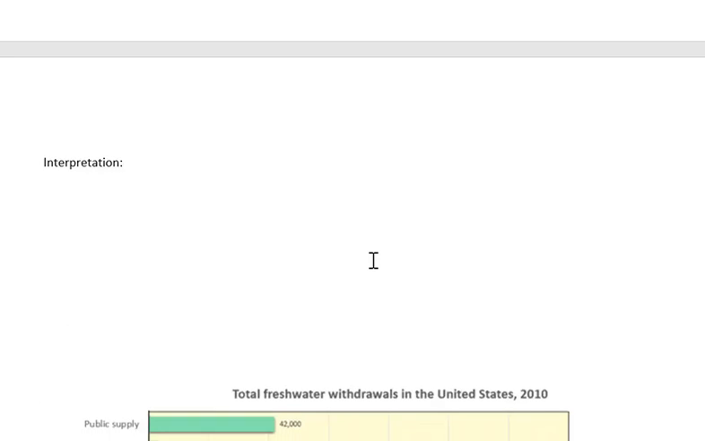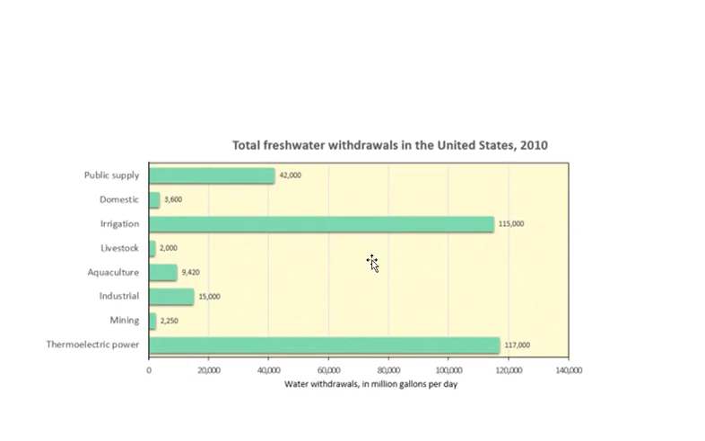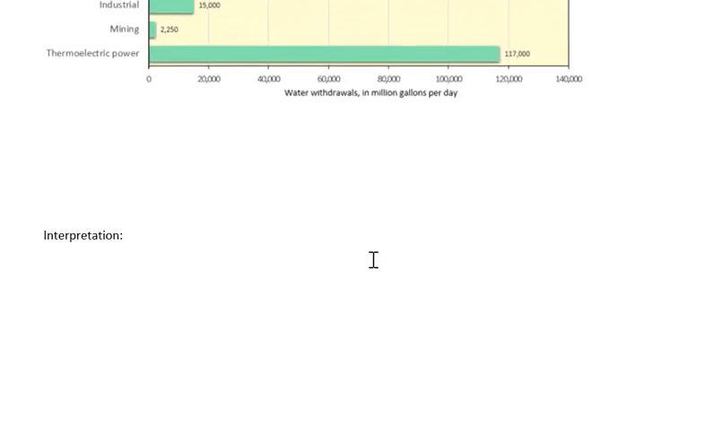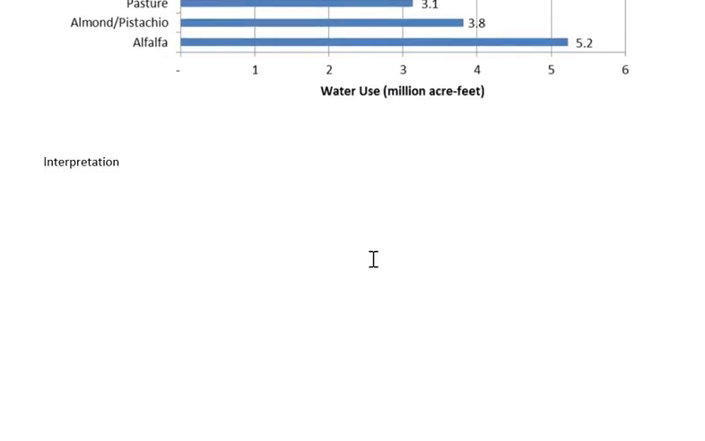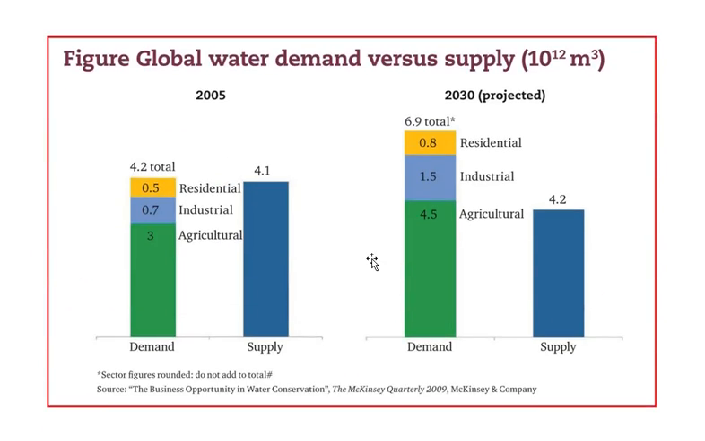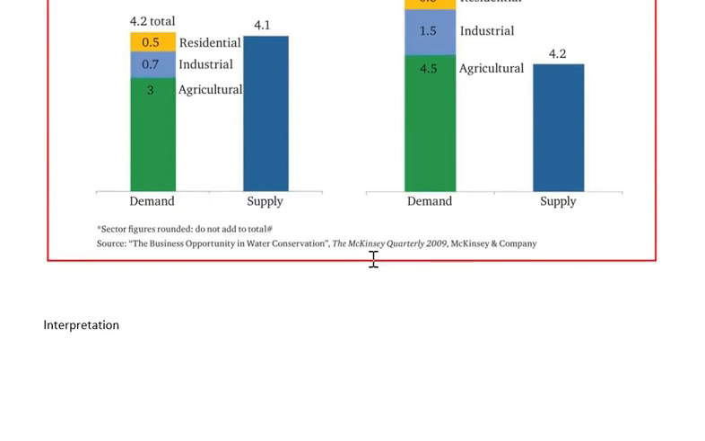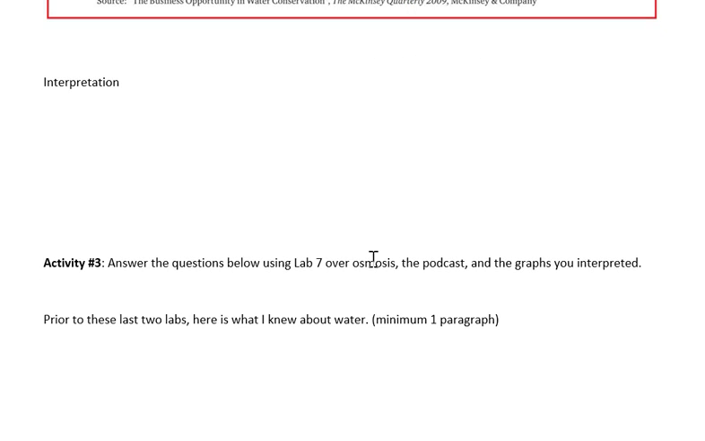So you have that graph. You have this graph. I think there's a couple more. You have this graph, and then you have this one. So you go through and interpret those. And then the next set of questions you're going to answer are going to be connecting everything together: connecting the experiment and what was talked about in Lab 7, connecting the podcast, and connecting these graphs.